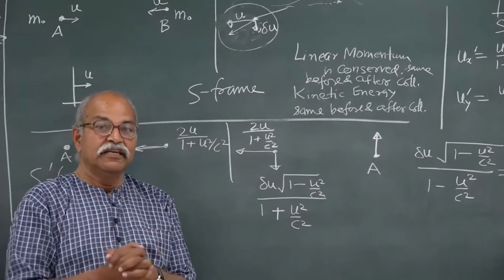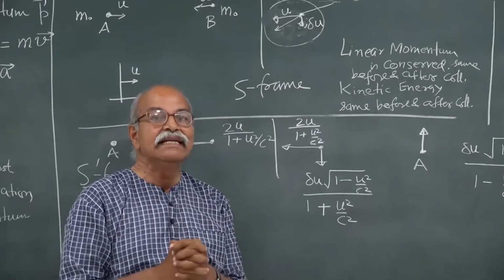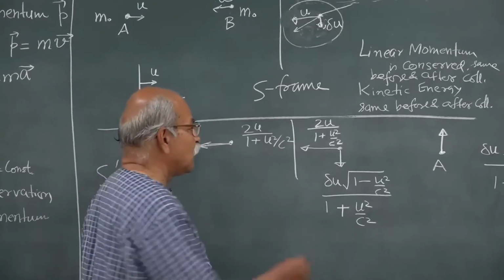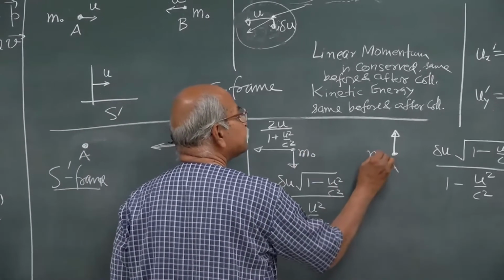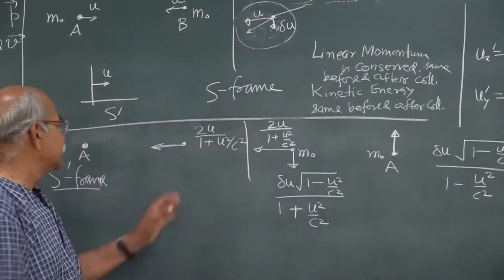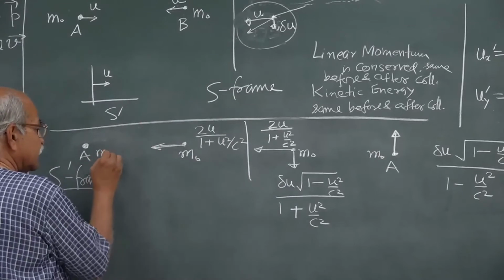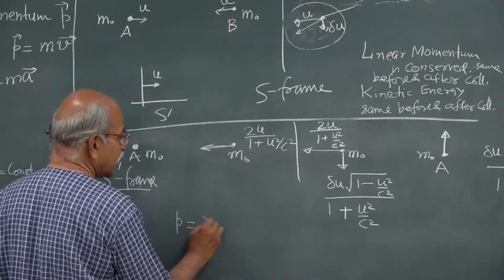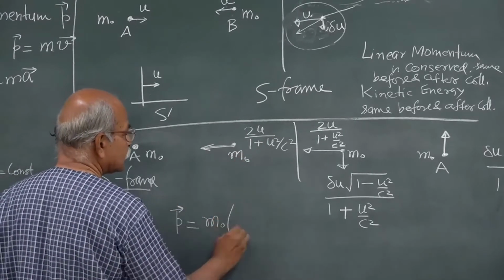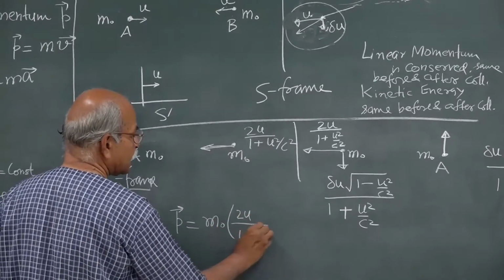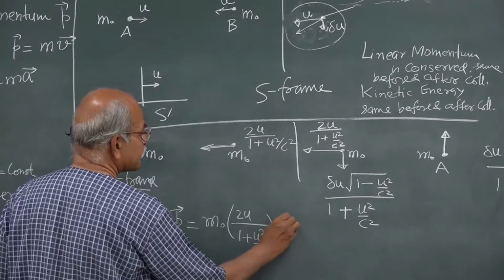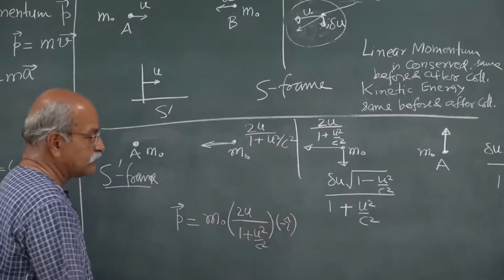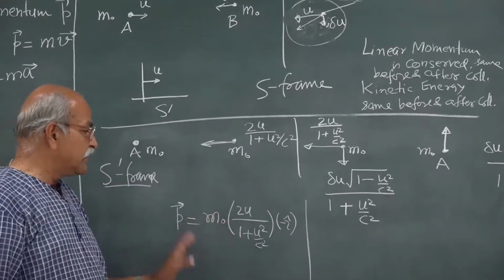Now you see, if I define the linear momentum as mass times velocity, the mass here is m naught. In the x direction, the momentum p is m naught times the velocity. The velocity is 2u by 1 plus u square by c square in the negative x direction. That's the linear momentum here. Py is 0, so this is the whole linear momentum. Px is this and py is 0.